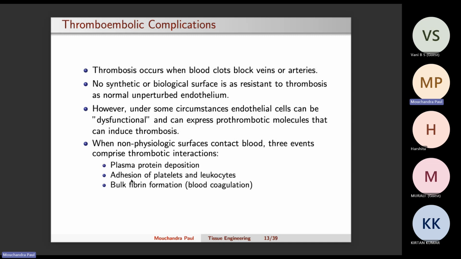So if your material is not non-fouling in nature, then plasma proteins in the blood will deposit first. Because of that deposition, it will attract the adhesion of cells like platelets and white blood cells. Among these white blood cells there are macrophages, the phagocytic cells, and they will also come. Because of this, a large amount of fibrin clot will form, which will cause coagulation of blood at that particular site, and thus thrombosis will result from it.